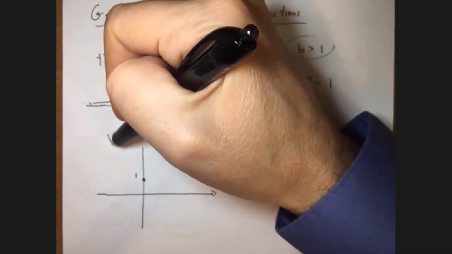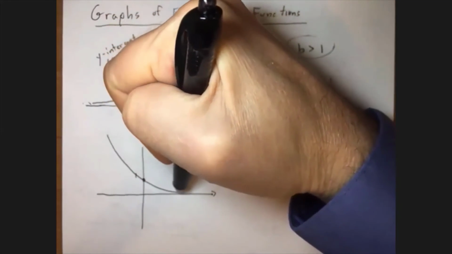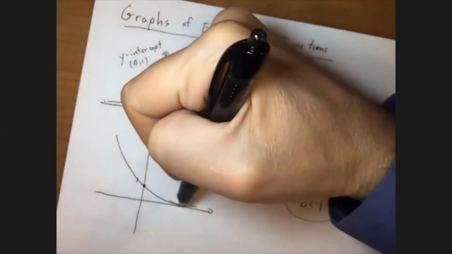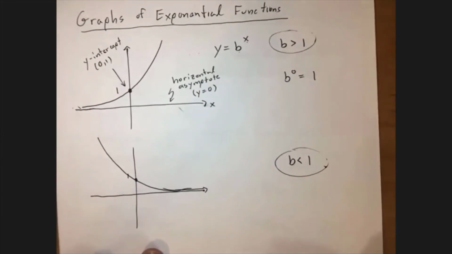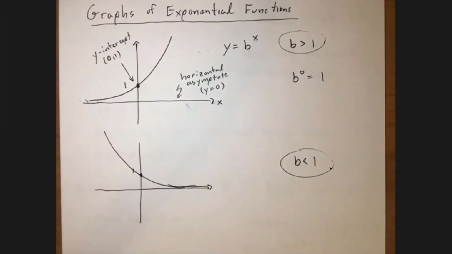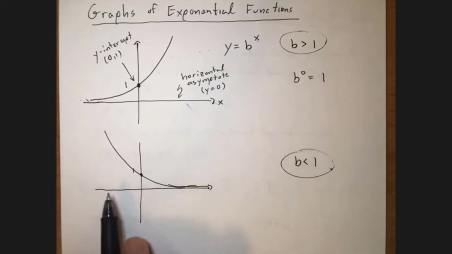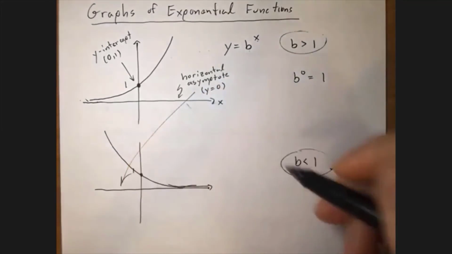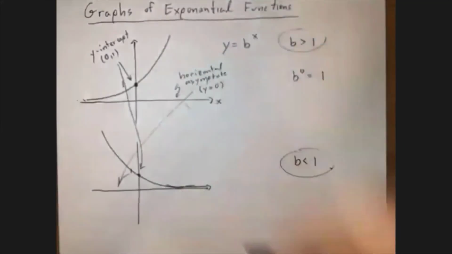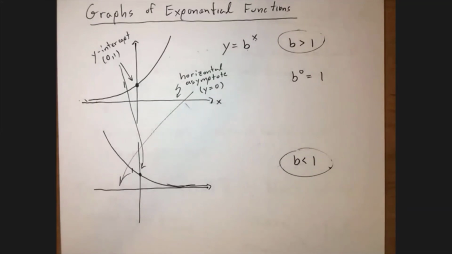Same thing here, except now our function looks like that, right? So it decreases from left to right. Still has a horizontal asymptote. That's still the case. Still has a y-intercept (0, 1), but the graph decreases from left to right instead of increases.